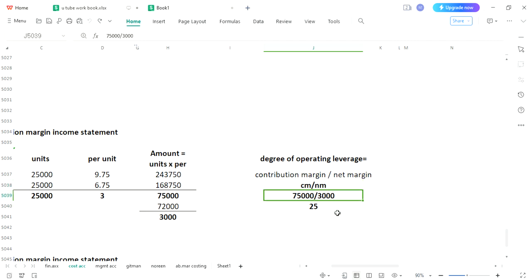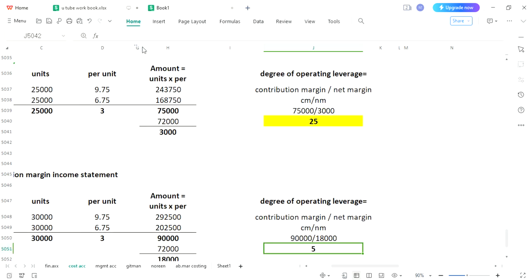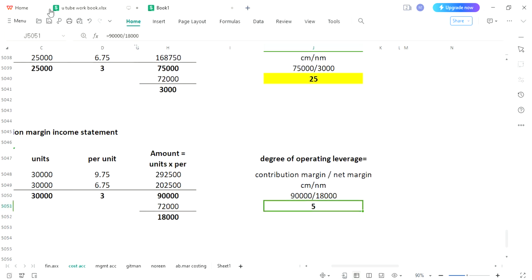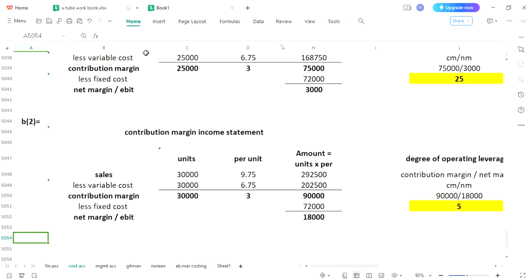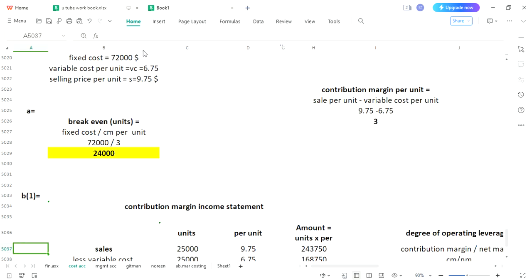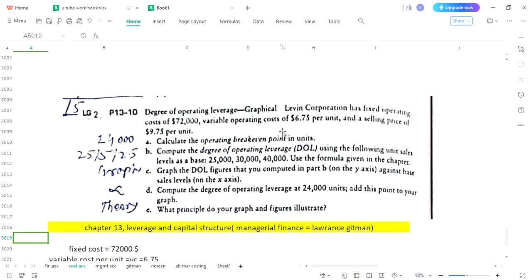Okay, here you have calculated contribution margin. Let's mark it as done. 25 was your first answer, and then for the B part you have also calculated degree of operating leverage, which was 5, and the same we will be doing for the B third part. As in B there are 3 different stages mentioned.